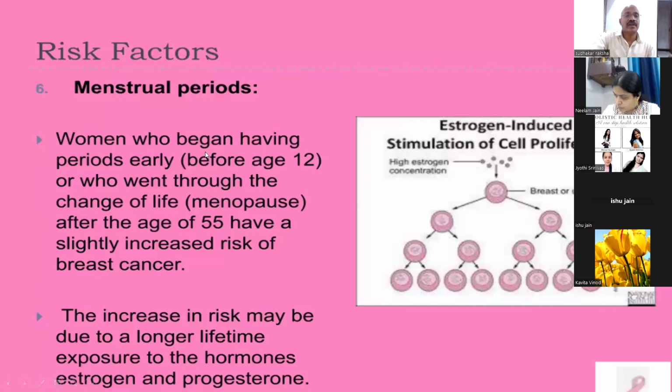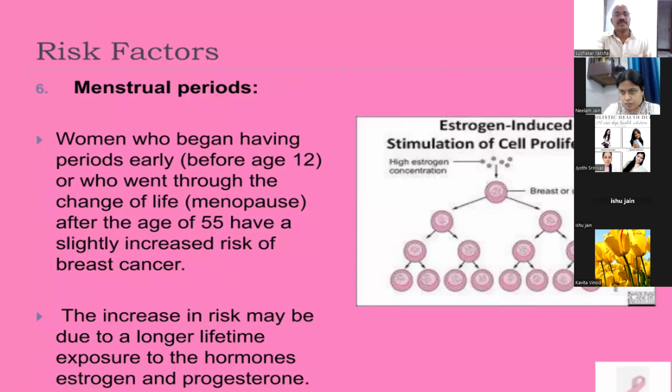So risk factors, menstrual period. Women who develop periods early, before the age of 12 years, or who went into menopause after the age of 55 years, have a slightly increased risk of developing breast cancer. The longer the reproductive period, the more the risk of developing breast carcinoma, because they are more exposed to estrogen, unopposed by progesterone.